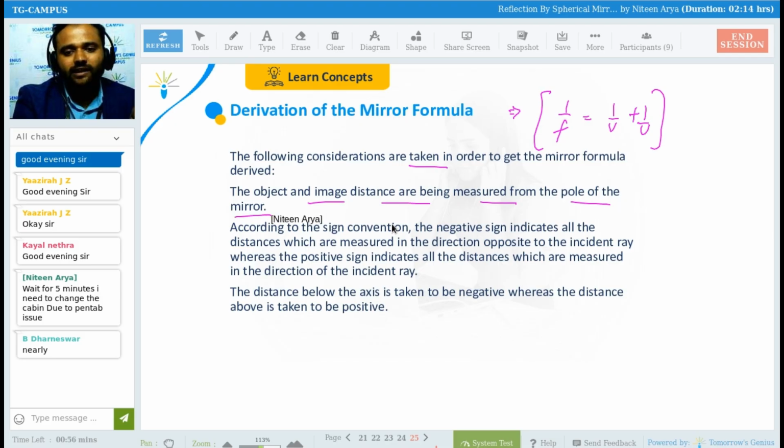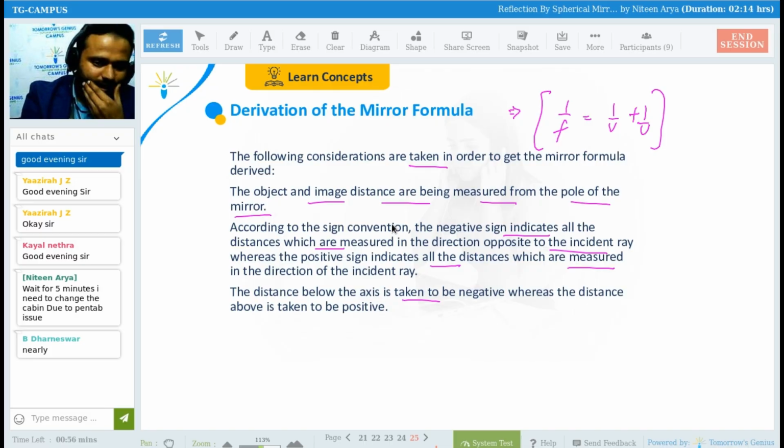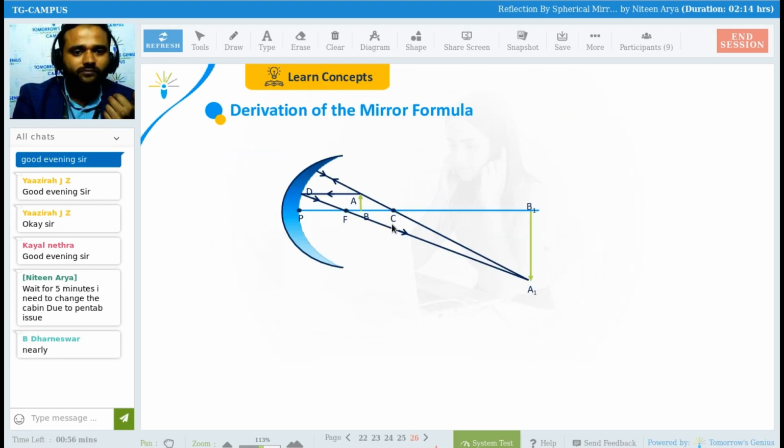We know this thing. According to the sign convention, the negative sign indicates that all the distances are measured in the direction opposite to the incident ray, and positive indicates distances measured in the direction of the incident ray. The distance below the axis is taken to be negative, whereas the distance above the axis is taken as positive. We're going to see this on the next page.